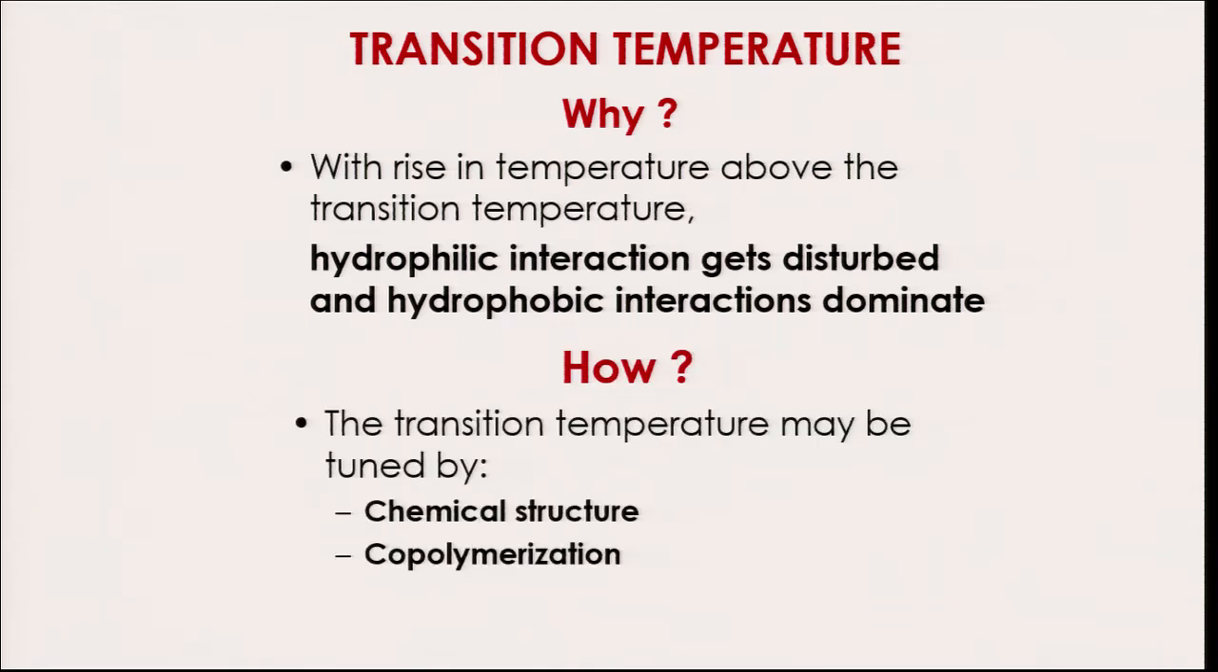Now, the question arises, can I tune this transition temperature? I need a polymer for using at a temperature of 37 degrees, very close to the human body temperature. Can I do that? Is it possible? The answer is yes.